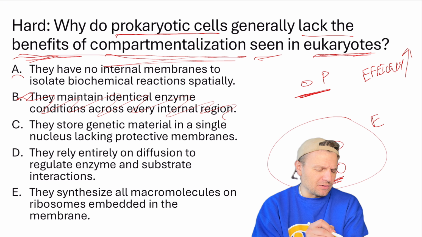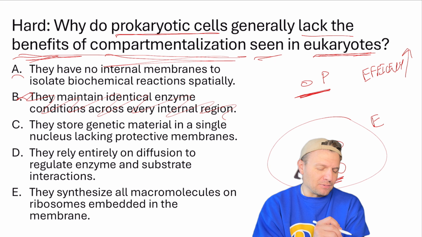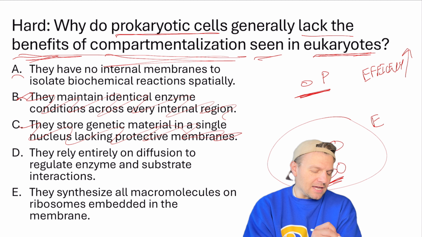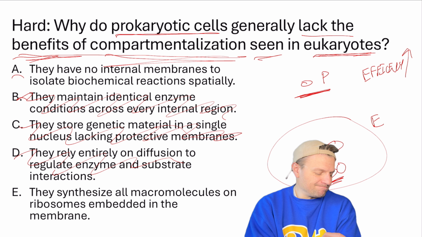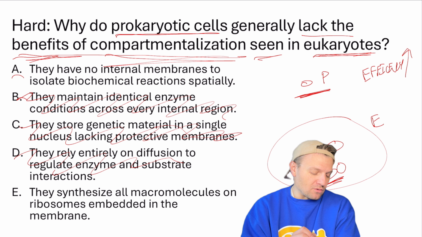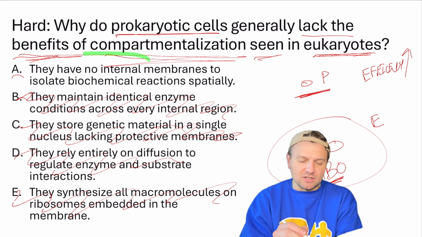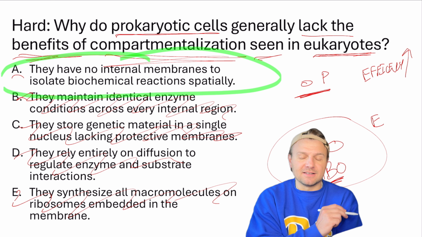C, they store genetic material in a single nucleus, lacking protective membranes. No, they don't have a nucleus, so that's out. D, they rely entirely on diffusion to regulate enzyme and substrate interactions. No. And then E, they synthesize all macromolecules on ribosomes embedded in the membrane. No, we didn't talk about that. This is why A is the right answer.